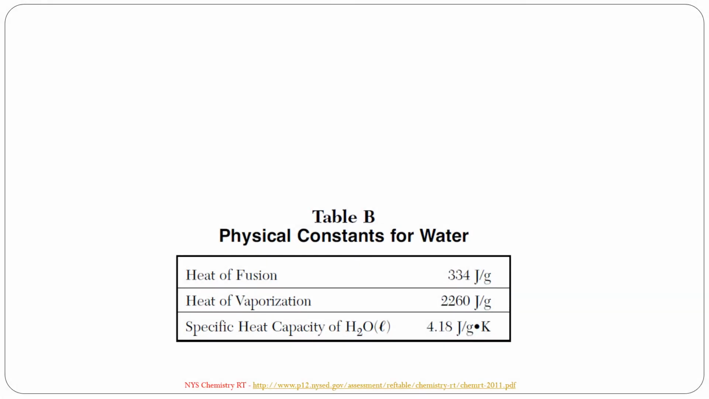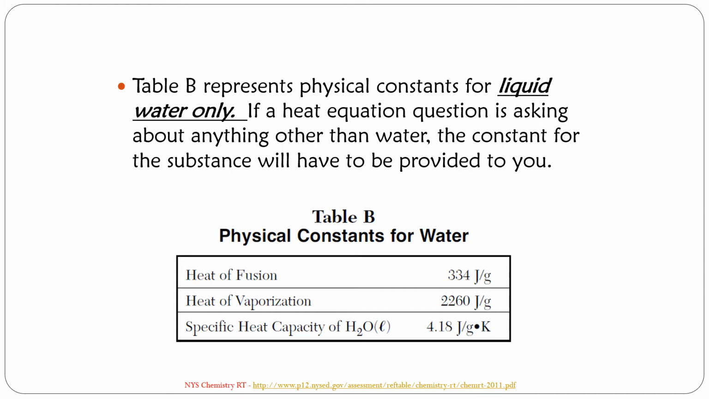Now let's turn to the first page in your reference table packet. That's where you have table B. And table B has some physical constants for water. And here you see the heat of fusion for water, the heat of vaporization for water, and the specific heat for water. So this is the number that I was talking about a few minutes ago.